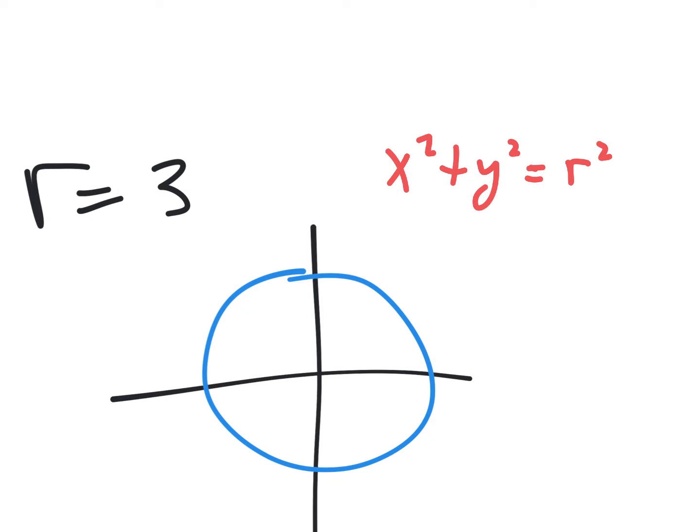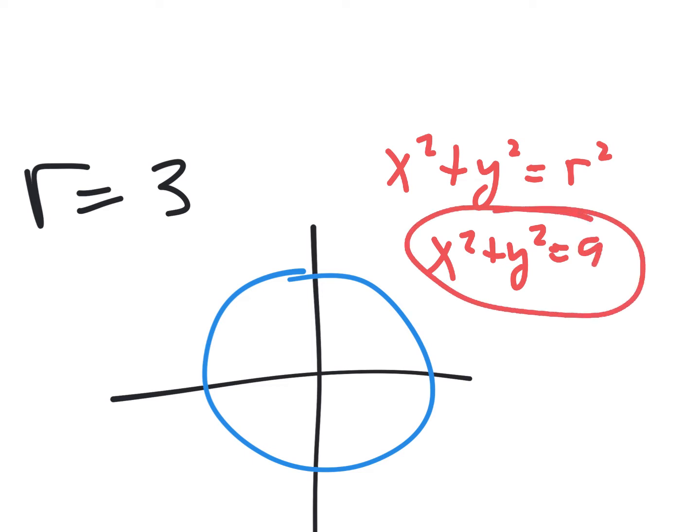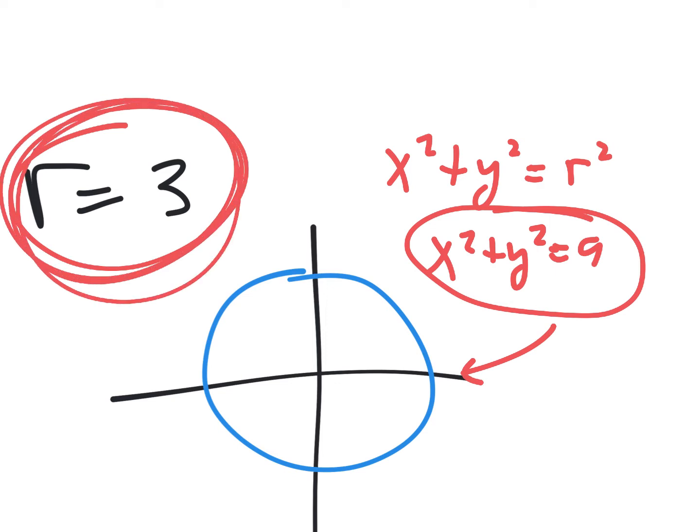So if I wanted that equation, I'd say x squared plus y squared is equal to, well, I know r is 3, so it would be 3 squared, so it would be 9. That's the rectangular equation for that. This can be converted into that, or vice versa.